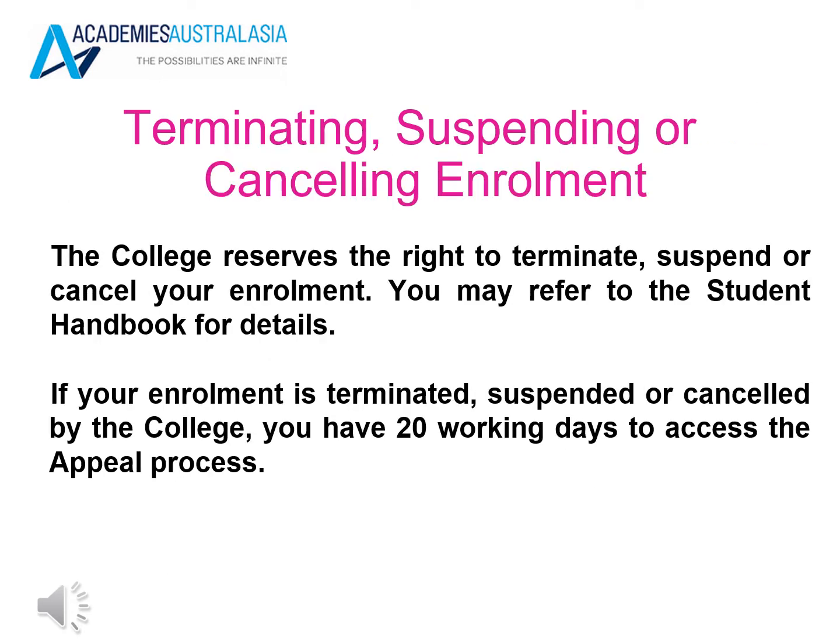The college reserves the right to terminate, suspend, or cancel your enrolment. You may refer to the student handbook for details. If your enrolment is terminated, suspended, or cancelled by the college, you have 20 working days to access the appeal process.